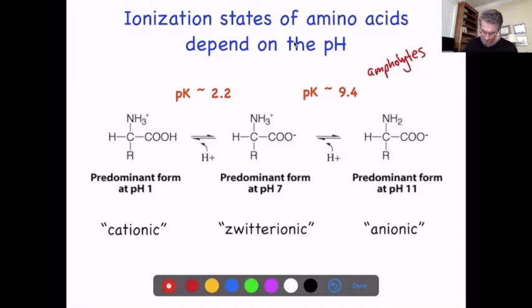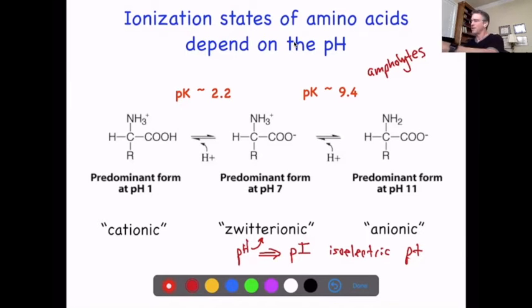The pH at which the amino acid is zwitterionic is the pH at which it sits at its pI, or its isoelectric point. Right? The point at which the amino acid carries no charge. Okay, so there are some other interesting consequences for this.